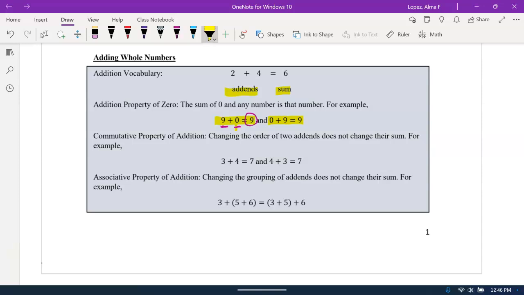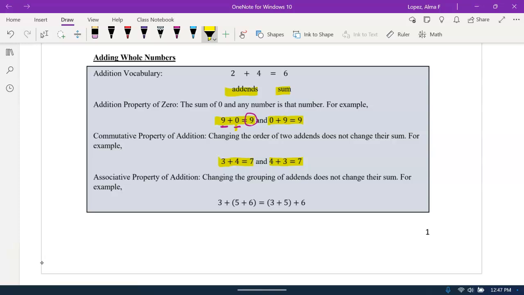Now, the commutative property of addition means that I can add 3 and 4, and they add up to 7. But I can also add them up as 4 and 3. 4 plus 3 is 7. It doesn't matter with addition. We will still get the sum of 7, whether we add 3 plus 4 or 4 plus 3. That is the commutative property of addition.